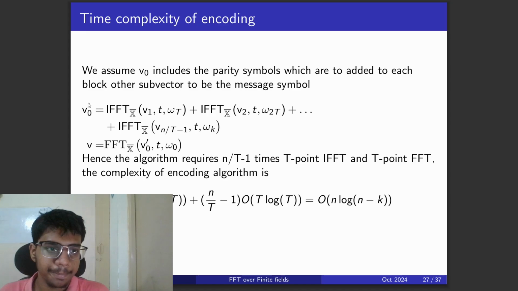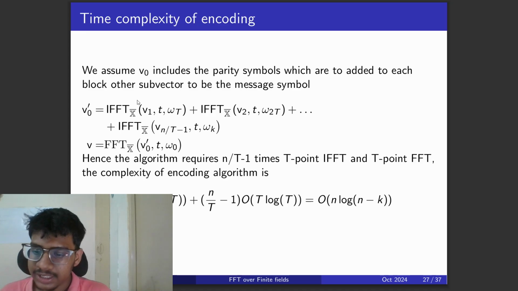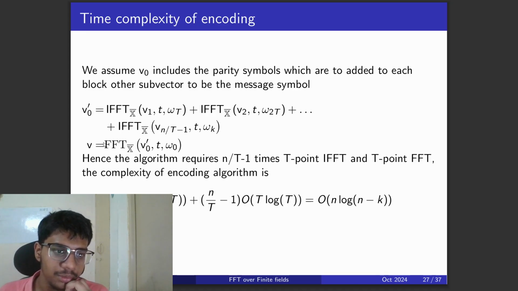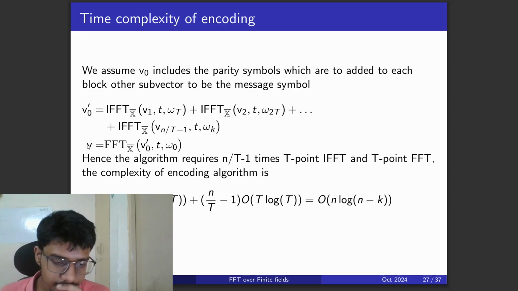So this will give us V dash 0. V dash 0 is nothing but what we get after adding some parity symbols to our original messages. This is what it represents, and then we just take the Fourier transform of this message, which gives us a systematic codeword, which has a lower time complexity than the polynomial evaluation approach.